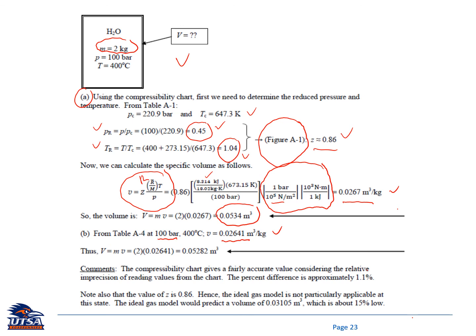See here, you have this number compared to this number. It's not too far, okay? Then you can also get the volume here. Multiply m times the specific volume, and you will have 0.053. Here you have 0.0534. It's close enough, okay? So here the difference is calculated as 1.1%. Yeah, it's reasonable, because you will have less accuracy when you use a chart compared to using a table.